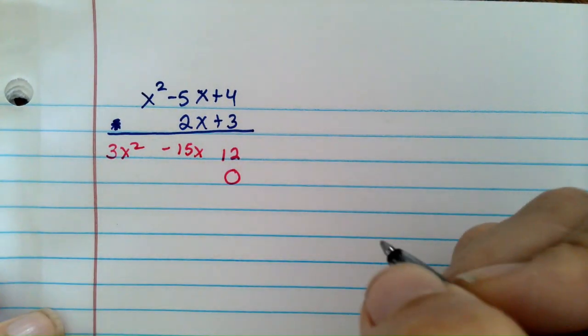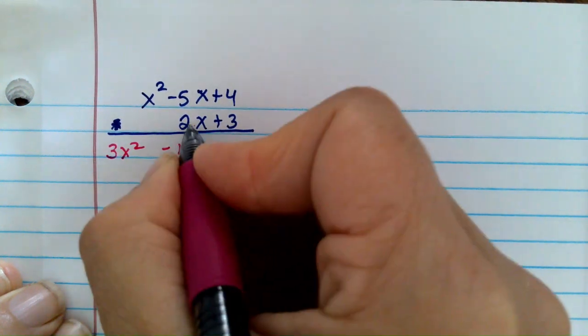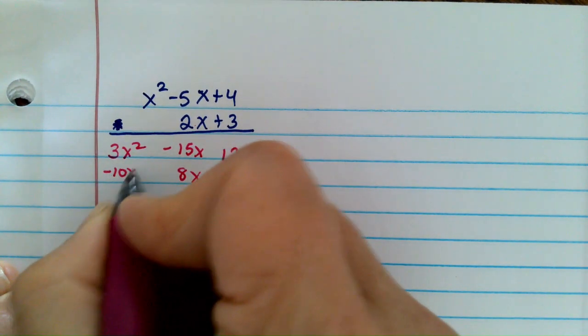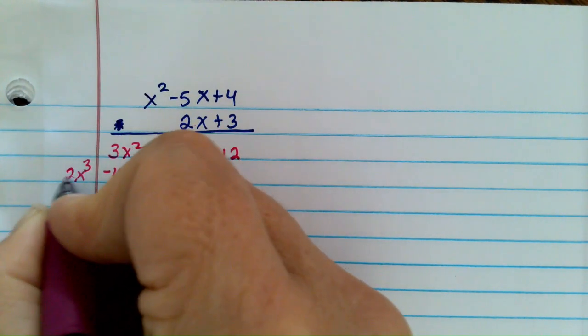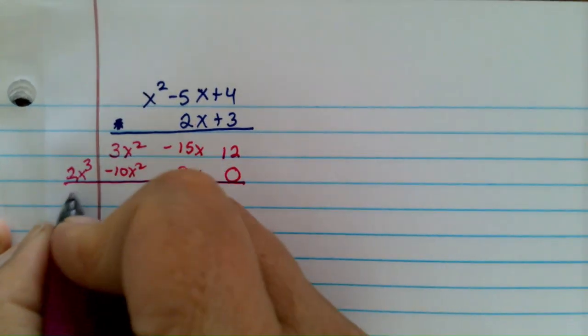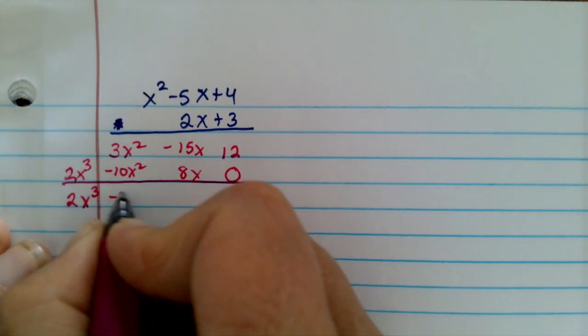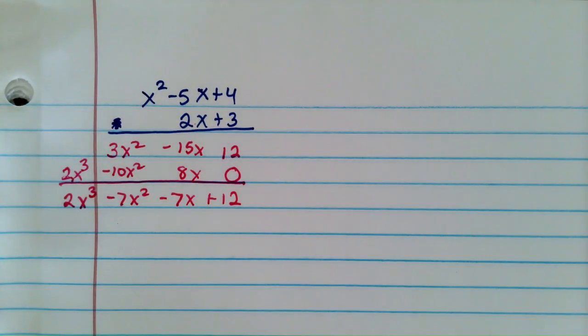placeholder, right? You remember doing the placeholder back in the day? 2x times 4, 2x times negative 5, 2x times x squared. And then you would add 2x cubed minus 7x squared minus 7x plus 12. That's completely acceptable to do.